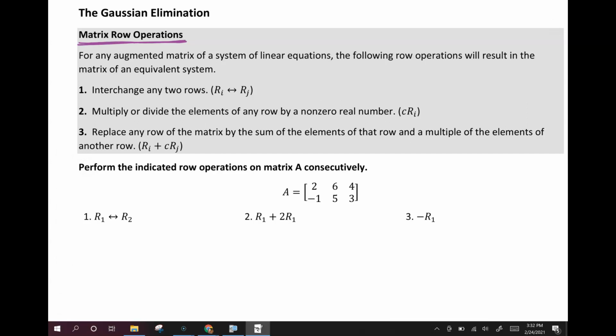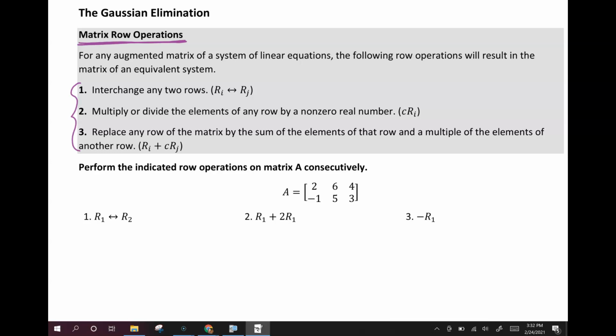For any augmented matrix of a system of linear equations, the following row operations will result in the matrix of an equivalent system. So all that's saying is you can do any of these 3 row operations and you will not change the system. You're going to change the way it looks, but you will not change its value. It will be an equivalent system.